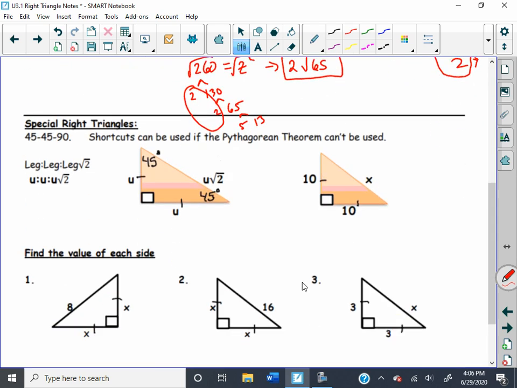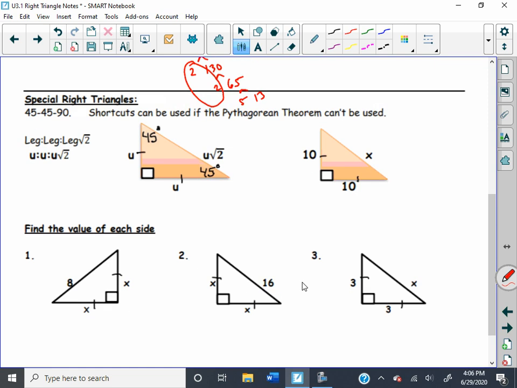All right, so now we're going to look at some special right triangles. There's 2 special right triangles, and we can use shortcuts instead of the Pythagorean theorem. One of them is the 45, 45, 90, and then the other one is the 30, 60, 90. The 45, 45, 90 has 2 legs, and they're exactly the same because we have 2 45-degree angles and then 90. And so that means the 2 legs, or the 2 base sides, are going to be equal.